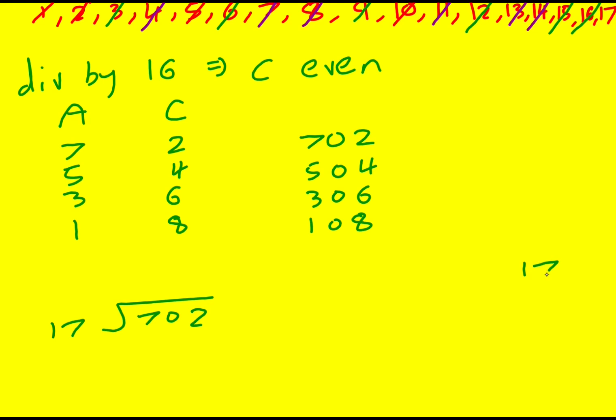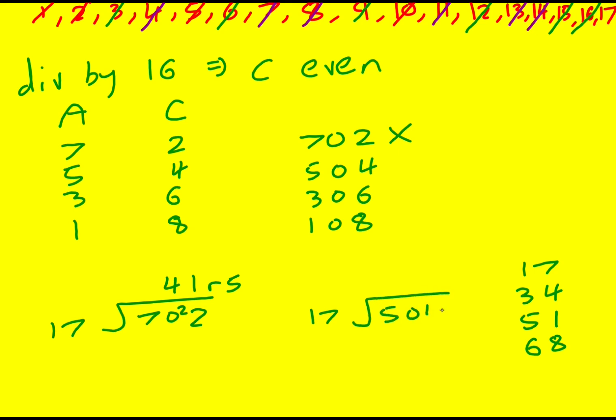I'm going to write down my 17 times table. So this is going to give me 4. Okay, so I'm going to get 1 remainder 5. So it's not going to be 702 because 17 doesn't divide into it. What about 504? Going to get 2 remainder 16. Okay, now I'm not sure what that is, but I know that 10 lots of 17 give 170, so there's no way that 17 goes into 164, so this doesn't work either.